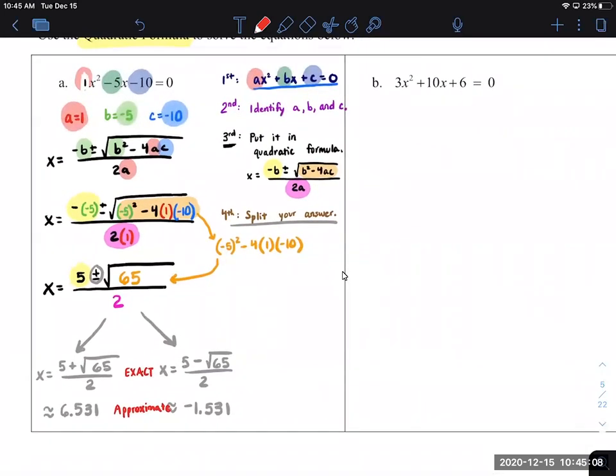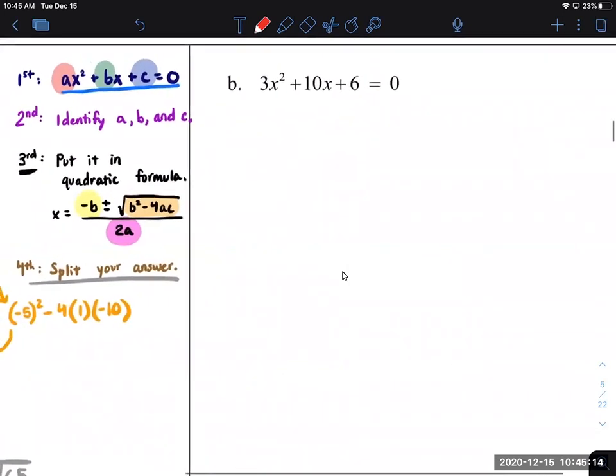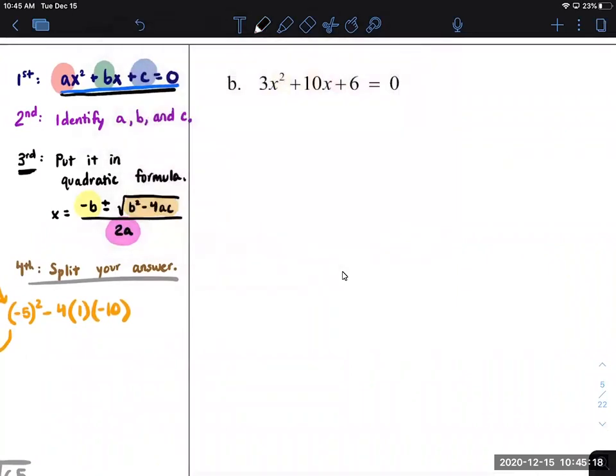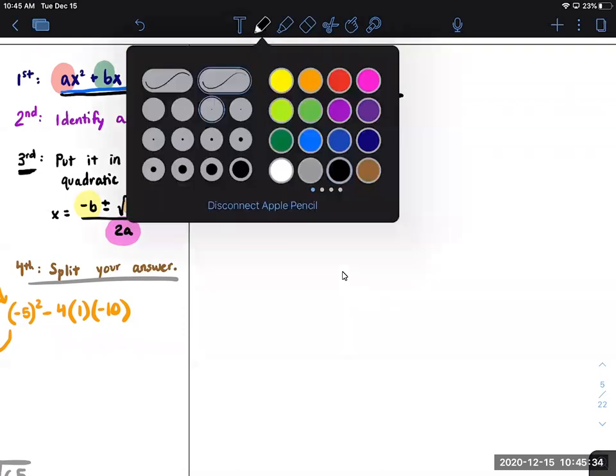All right, now we can follow the same steps and do problem B. So the first step is to make sure that we get it in this form, ax squared plus bx plus c. So it is in that form because I went x squared, x, a number, then it says equals 0, which is really the key. That's what I'm looking for.